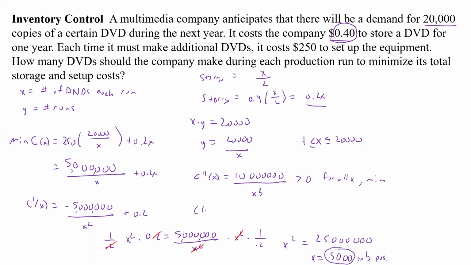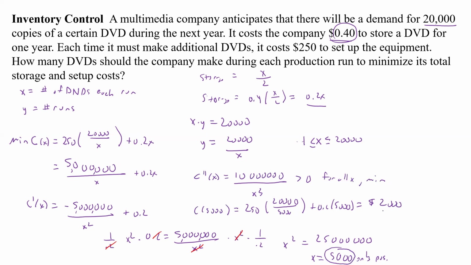All right, so now we plug in our critical point here, 5,000. And so C of 5,000 gives us what? Well, that's going to be what? 250 times 20000 divided by 500, and then plus 0.2 times 5123. And so that's going to be that plus that. So it looks like it's going to be at 0.2, that's going to be 2,000. So that's going to be $2,000.